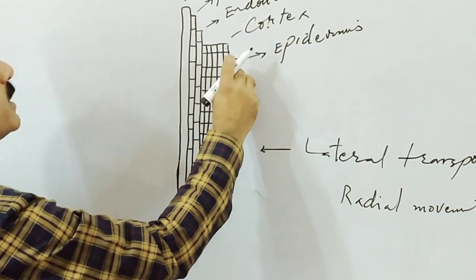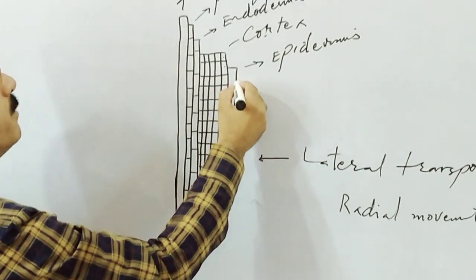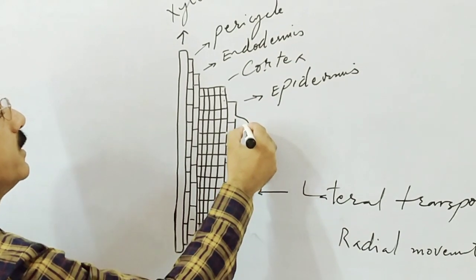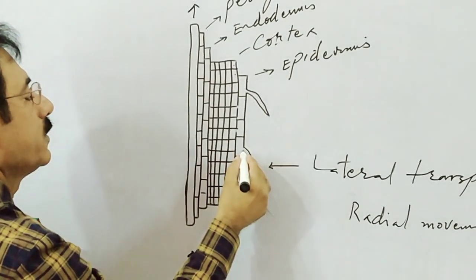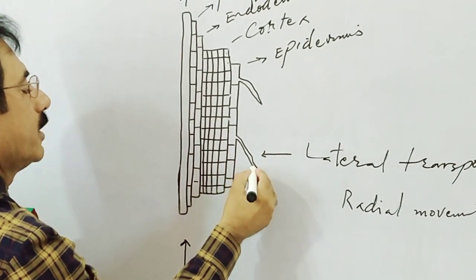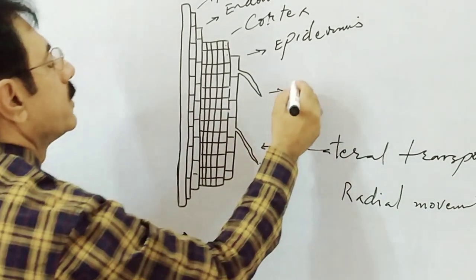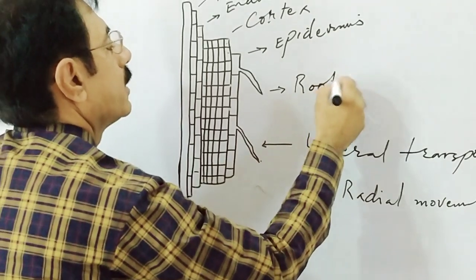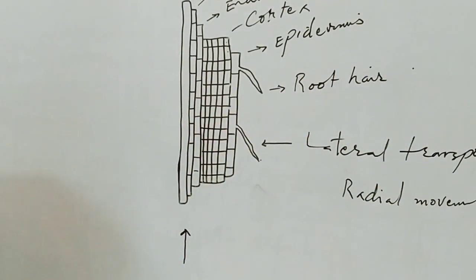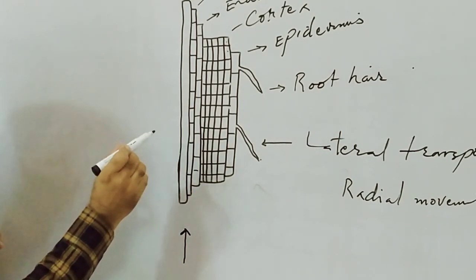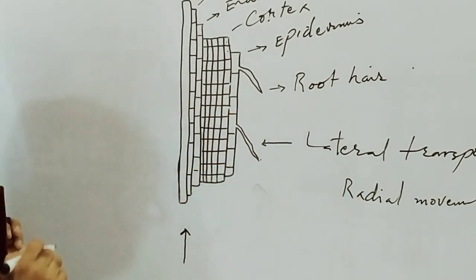Some epidermal cells extend their membrane outside to form root hair. Root hair is part of the epidermis. Some epidermal cells extend out to form the root hair.